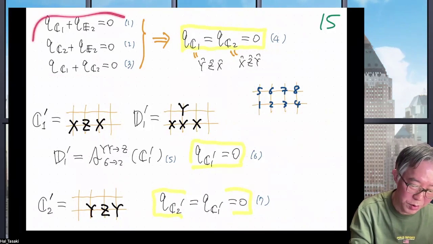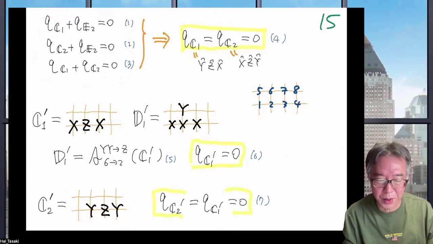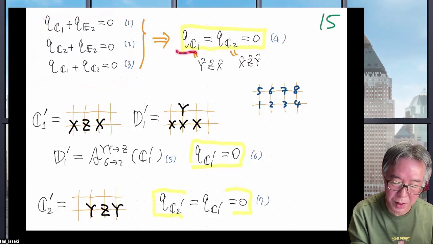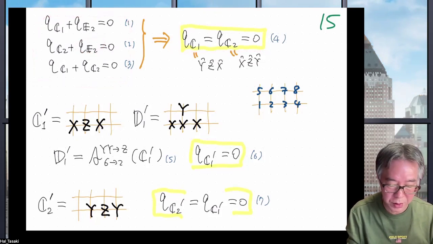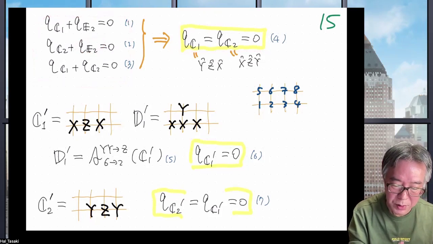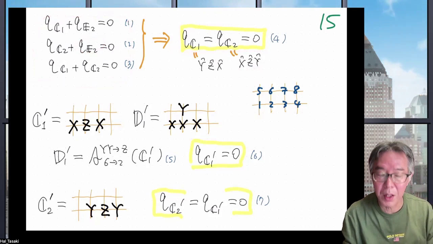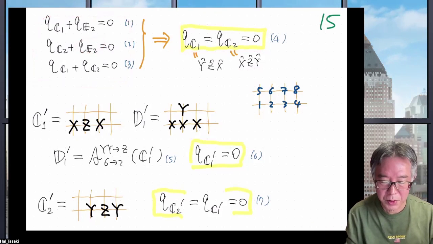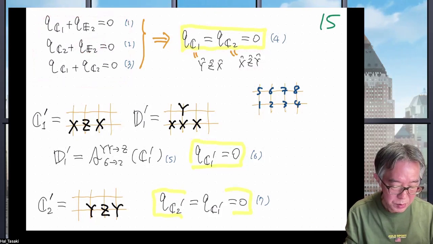Now you use your junior high school mathematics to solve this coupled equation to find that QC1 and QC2 are 0. And of course, QE2 is also 0, but we're not interested in this. And C1 is YZX, C2 is XZY. So this covered 2 of the 4 standard forms. The rest is much easier.